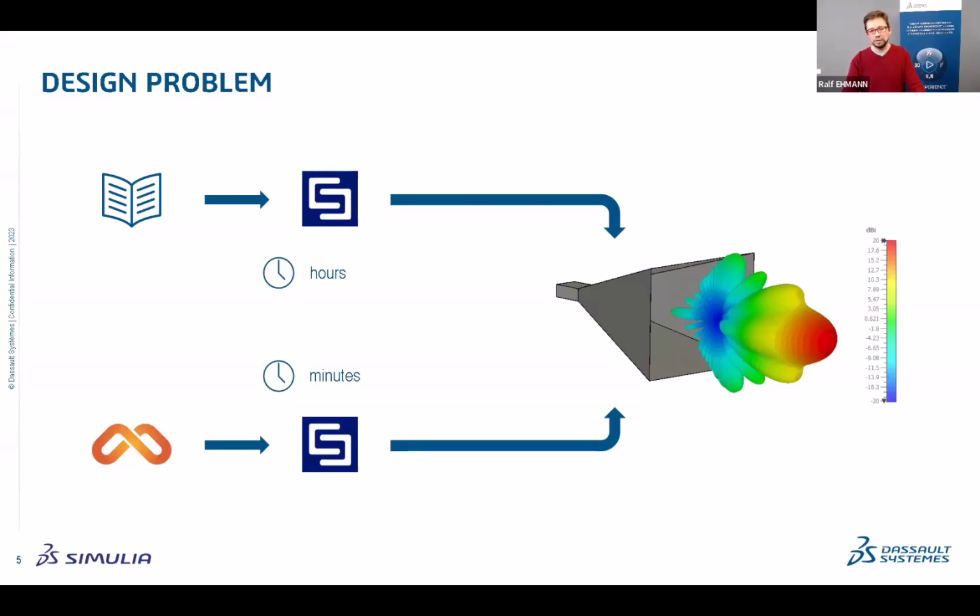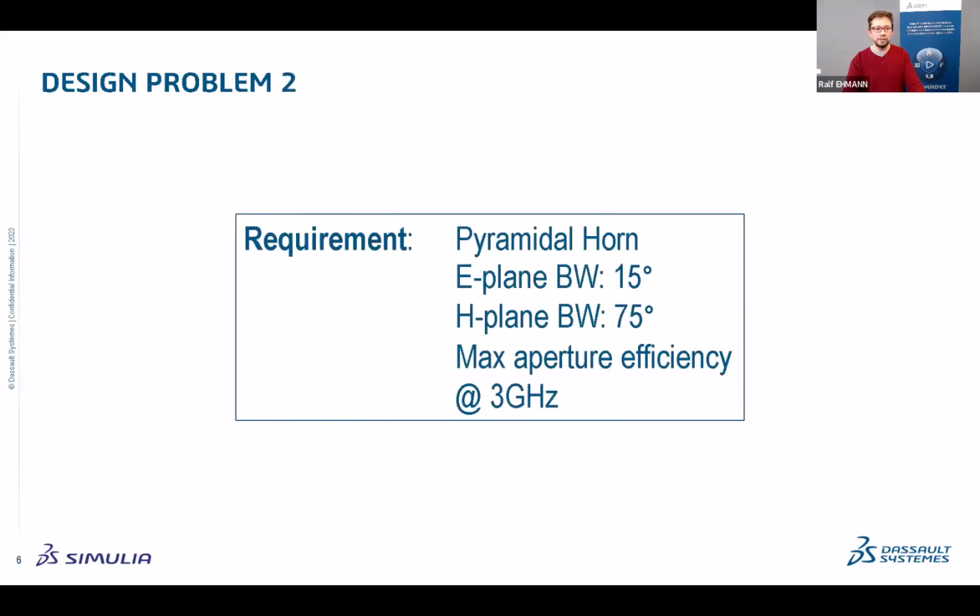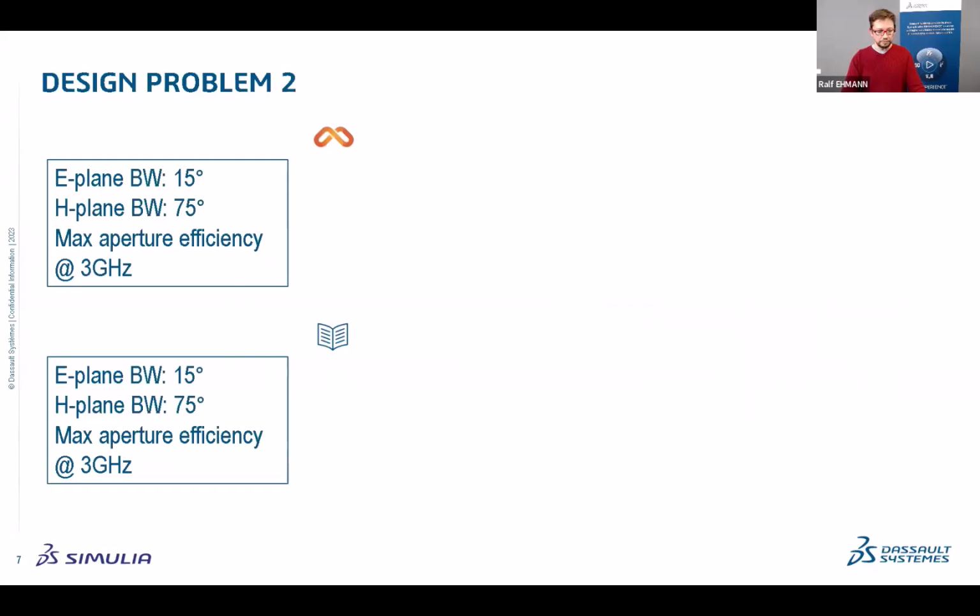Now, if we make the design a bit more complicated or more specific, let's say we want an explicit E-plane beam width and H-plane beam width, 15 degrees and 75 degrees respectively, and we also want to maximize the aperture efficiency, then Antenna Magus might not be able to help you exactly. So this lives outside of Antenna Magus limits, and so what can you do? You can design for the closest possible objectives, which is in this case 15 degrees and 60 degrees, and you've got no option to maximize the efficiency.